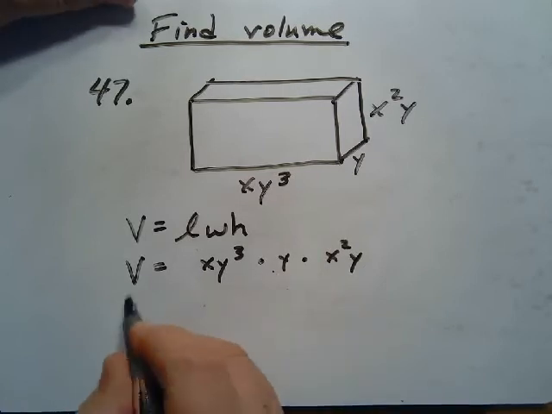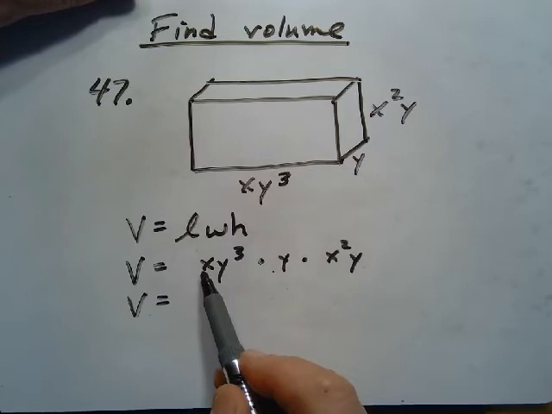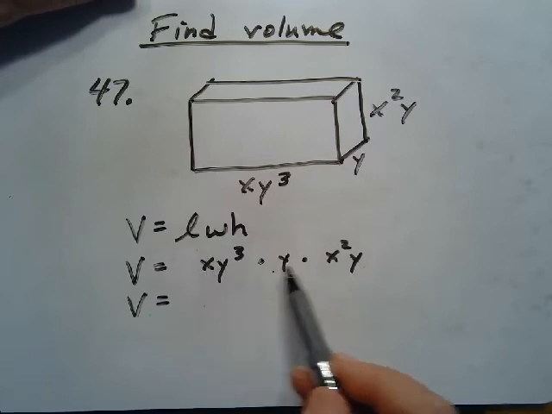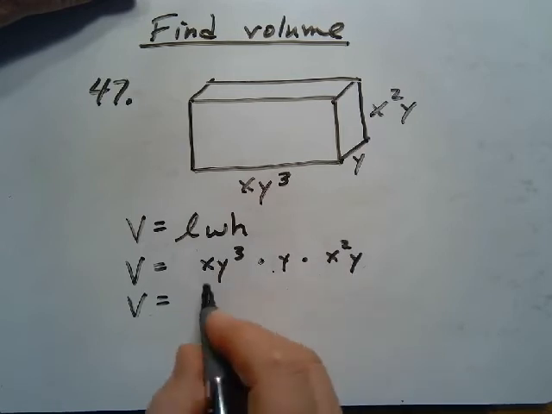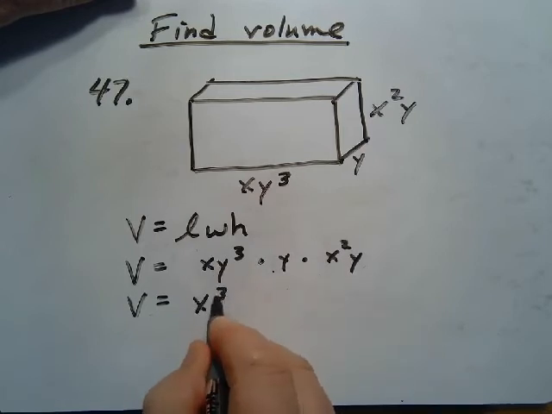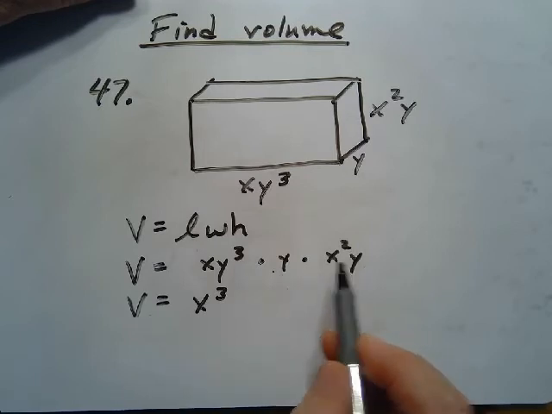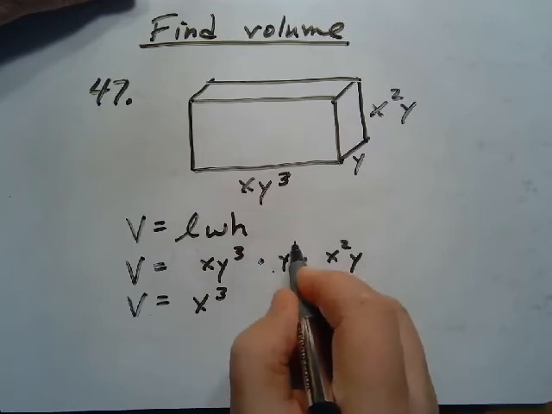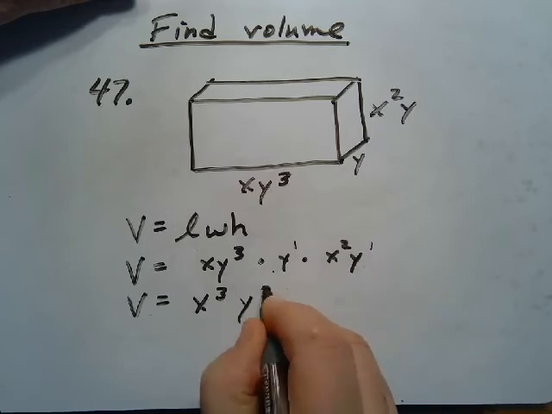Now, I'm going to try to simplify this by getting together the like terms. Let's start on the left. X to the first times x to the second. Add the exponents. 1 plus 2 is x to the third. Y to the third times y times y. These are both 1s here. So 3 plus 1 is y to the fifth. So there you go. There's the volume.